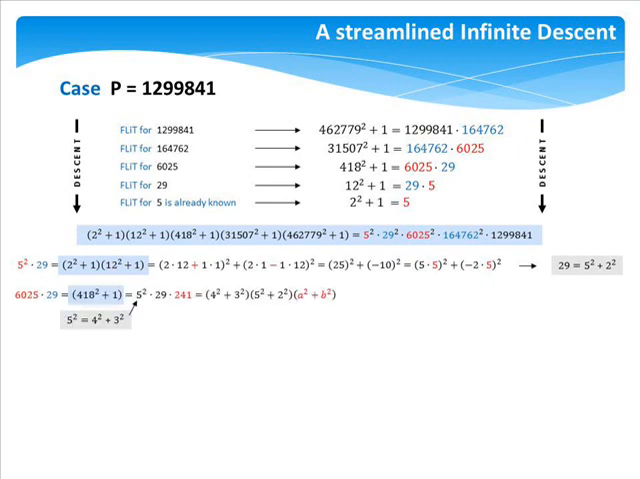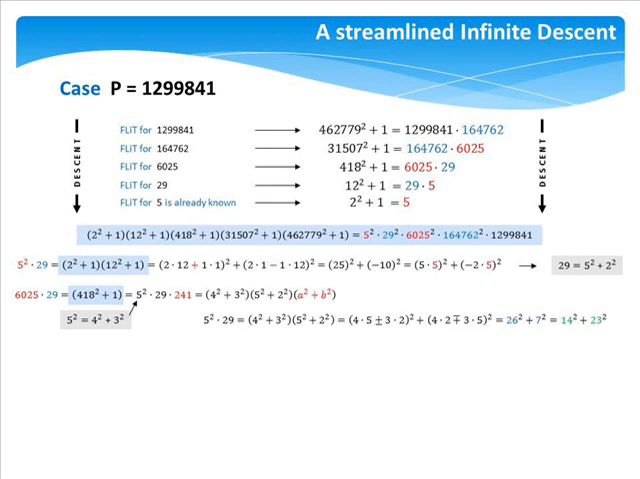In the second step, 418 squared plus 1 is factored as 5 squared times 29 times 241. Remember, we just found the decomposition of 29, and the one of 5 squared is easy to find, 4 squared plus 3 squared. So we need to find only the decomposition of 241.